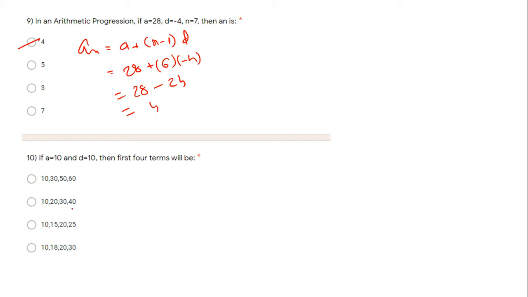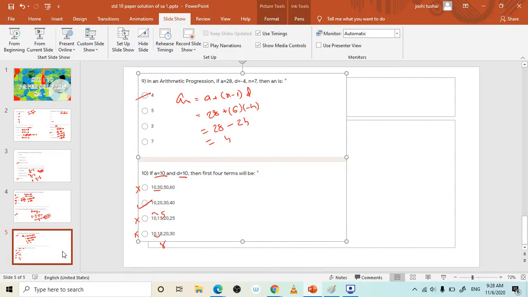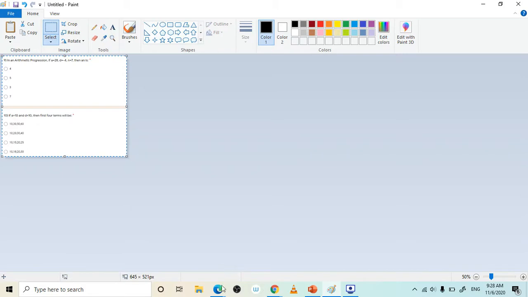First of all, a is 10. So here you have to check in which option the first term is 10. In all options, the first term is 10. Then you have to check the difference. The difference should be 10. Here the difference is not 10, it is 20, so this is not the answer. Here the difference is 10: 10, 20, 30, 40. So this is the answer. These other two are not the answer because here the difference is 5 and here it is 8. So up to the 10th question we have completed. One or two more questions we can still continue.